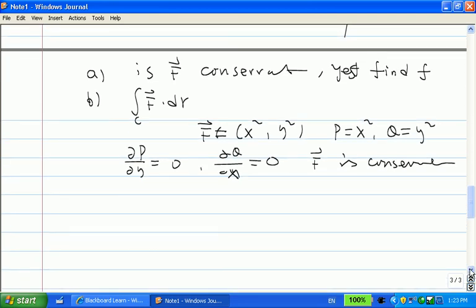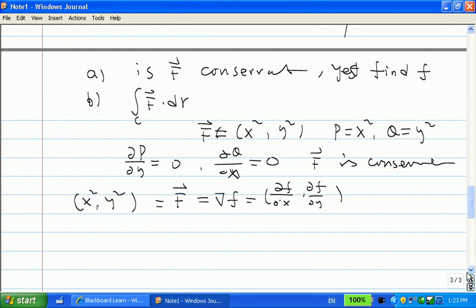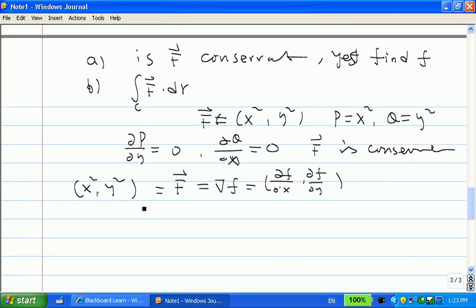Now if we want to use the fundamental theorem of the line integral to find this line integral, we need to find the small f. We know such a small f exists. What do we mean by small f? That means this is true: partial f with respect to x, partial f with respect to y equals my capital F, which is (x squared, y squared). So the first component is equal, and the second component is equal. That gives you two equations.